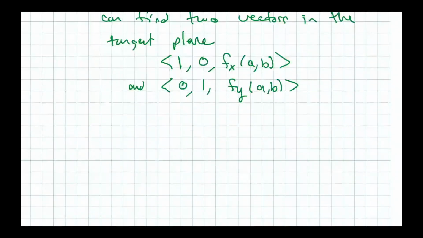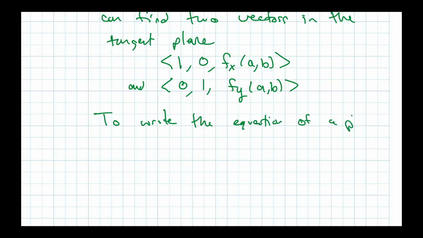Once you have those two vectors, then what would we need in order to find the equation of a plane? We did talk about the equation of a plane a little bit, didn't we? You need a normal vector, right? To write the equation of a plane, you need a normal vector.